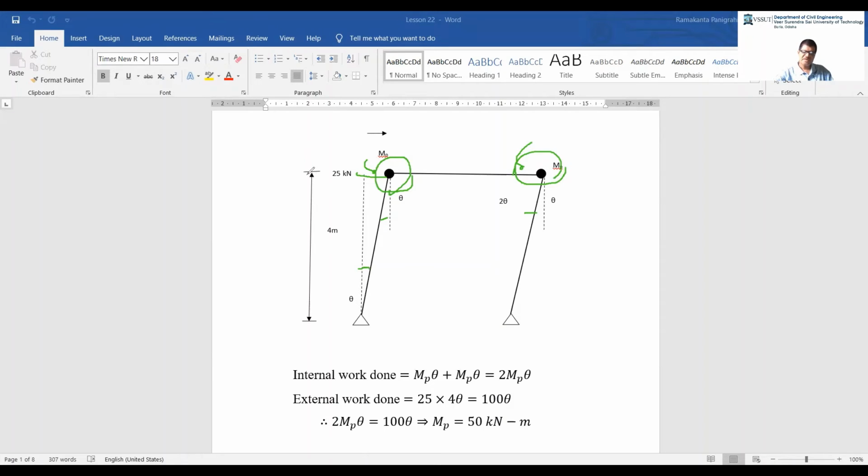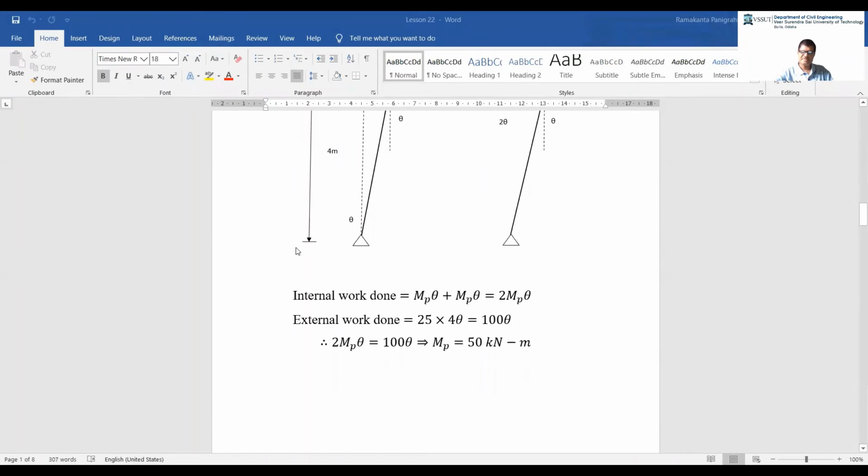So what is the work done? 25 into delta. Delta is equal to 4 theta, so 25 into 4 theta, 100 theta. Now what is the internal work done? Mp into theta here, and Mp into theta here; there is no plastic moment at the supports. The value is 2 Mp theta, which is equal to 100 theta. Mp is equal to 50. So we have got 30 kilonewton meter in the beam mechanism, and now here we get 50 kilonewton meter. So let us go to the combined mechanism.